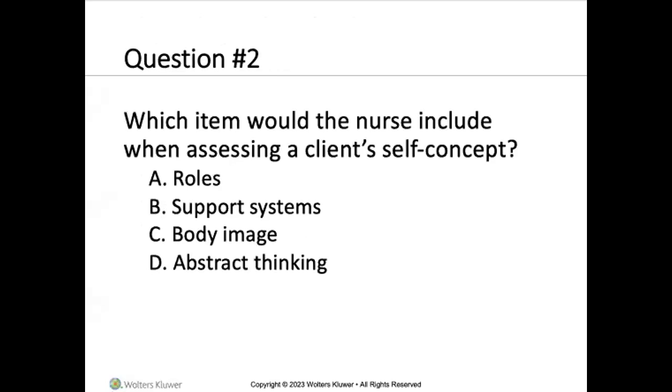So, which item would the nurse include when assessing a client's self concept? Would she include roles, support systems, body image, or abstract thinking? And the correct answer is C, body image. Assessment of the client's self concept includes information about the client's personal view of self, a description of physical self, and emotions. Your roles and your support systems are assessed when you're assessing the client's roles and relationships. Abstract thinking is addressed when assessing the client's sensorium and intellectual process.